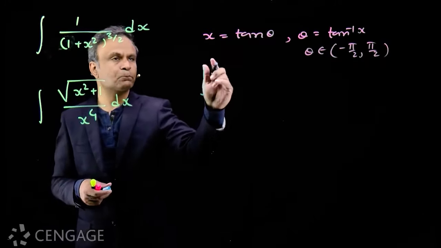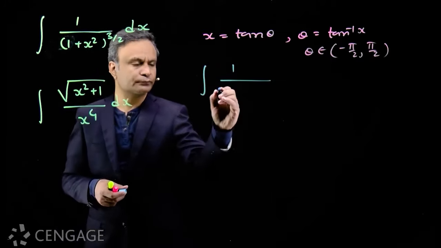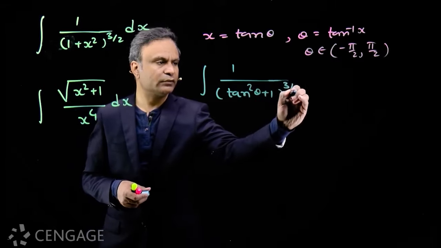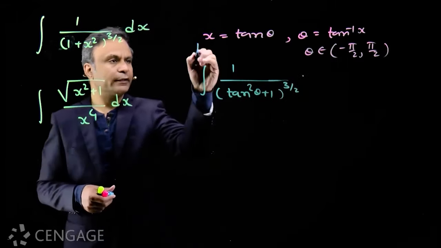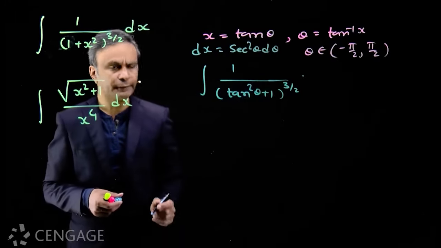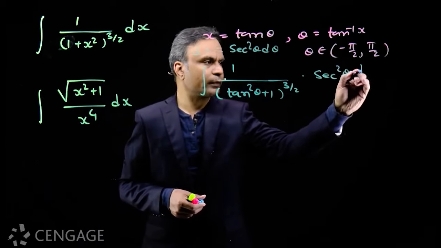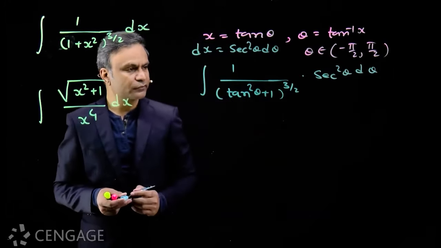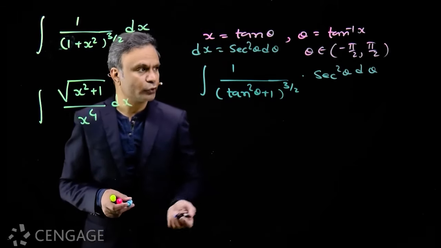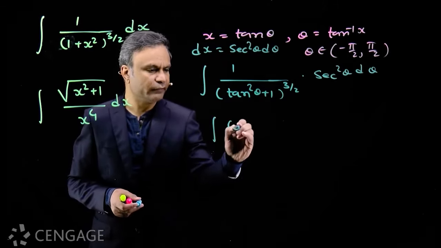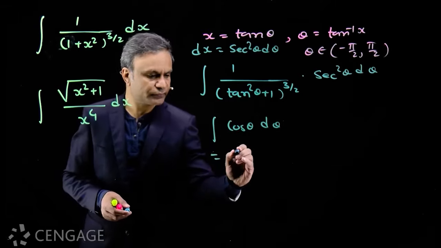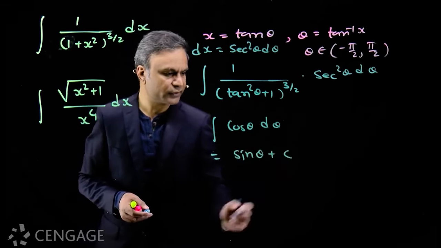We get 1 upon (tan square theta plus 1) power 3 upon 2. And dx is secant square theta d theta. So we put the value. 1 plus tan square theta is secant square theta. Secant square theta power 3 upon 2 is secant cube theta. So we have finally here cos theta. Integration is sin theta plus constant c.